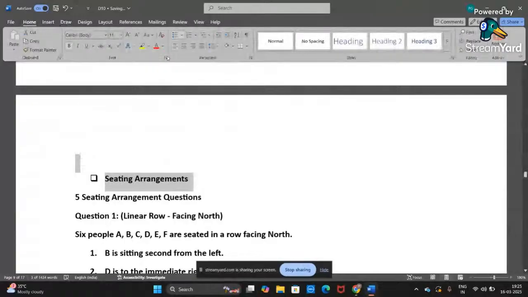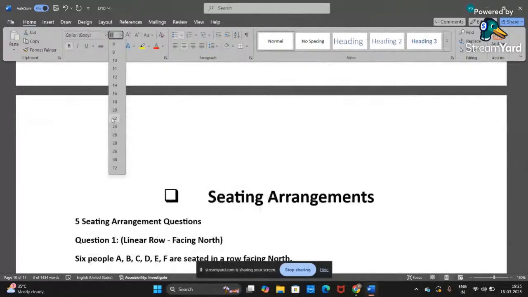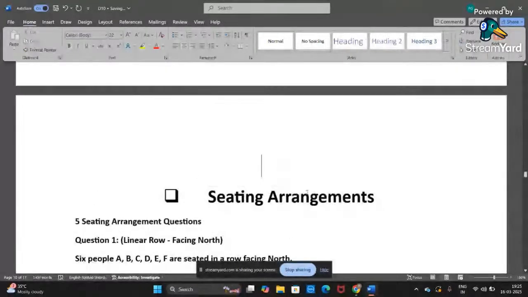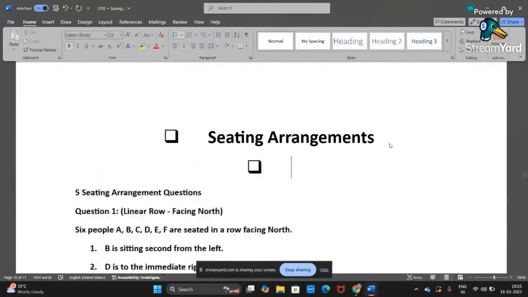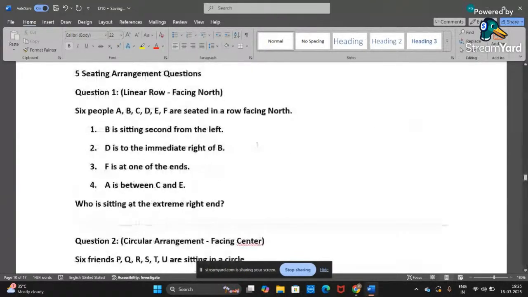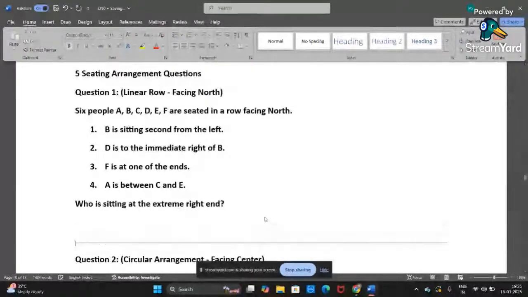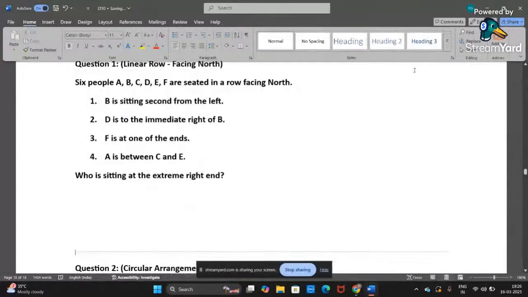Next one is seating arrangement. This is also similar to data arrangement. First, we need to read the given questions and conditions. Then we need to draw according to that. Then we need to find out the answer. Linear row facing north.